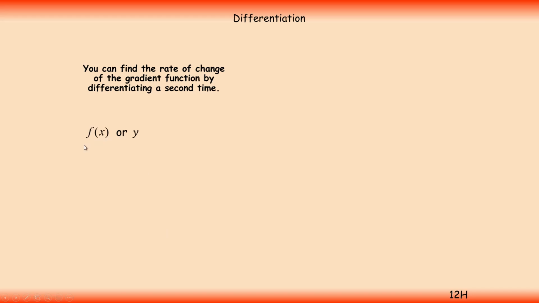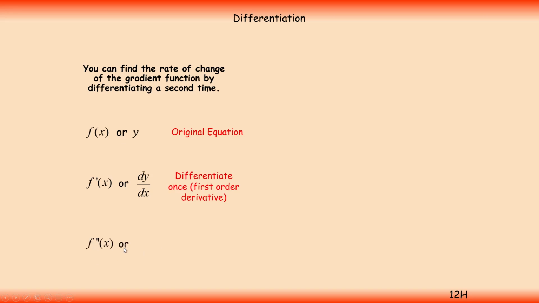Okay. So with notation, we sometimes write our functions as f of x or y. When we differentiate in the first instance, we get f dash of x or dy by dx. When we differentiate it a second time, we get f double dash of x or d2y over dx squared. This is also known as d over dx times dy by dx, which is where your d2y over dx squared comes from.